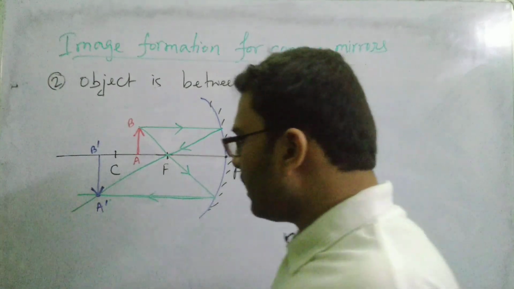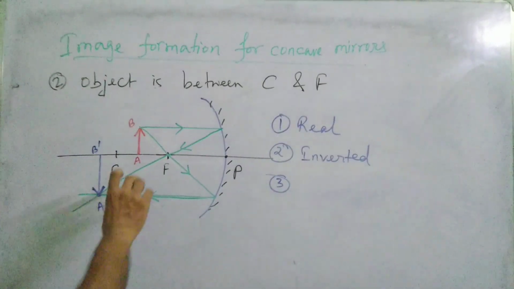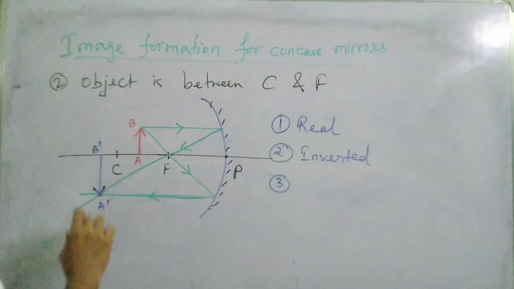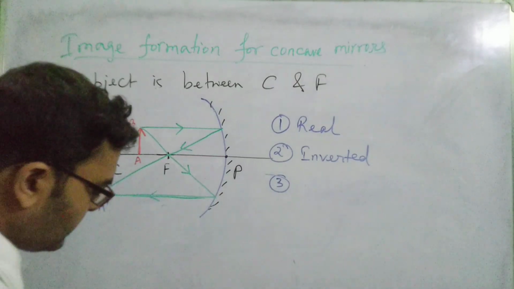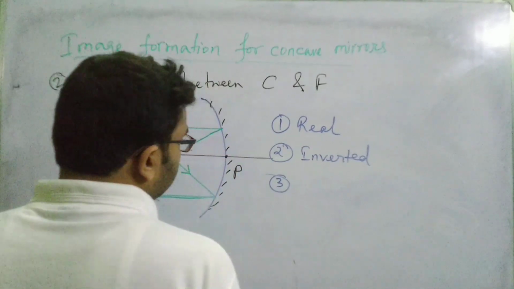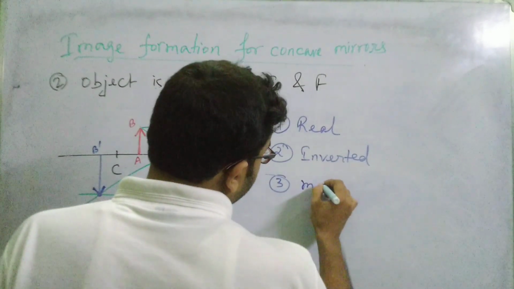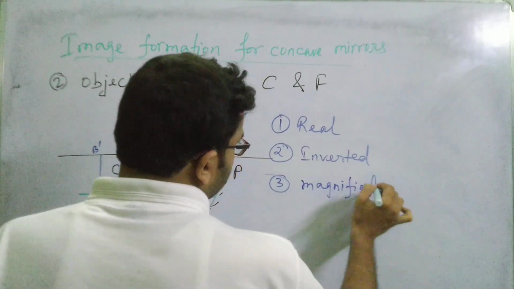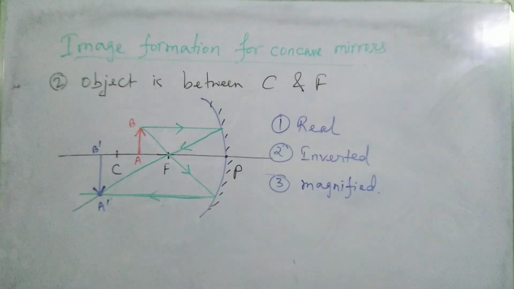And if I consider the height of the object and the image, see the height of the object is this much and the height of the image is greater than the height of the object. So what kind of image? This is magnified. So the third point that we should be noting is that the image is magnified. This is the case for when the object is kept between C and F.